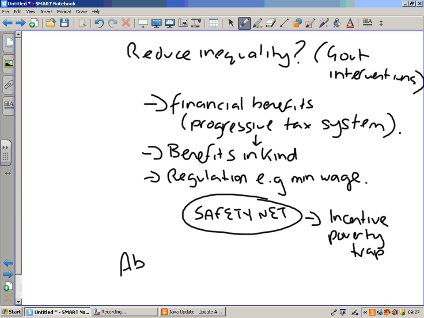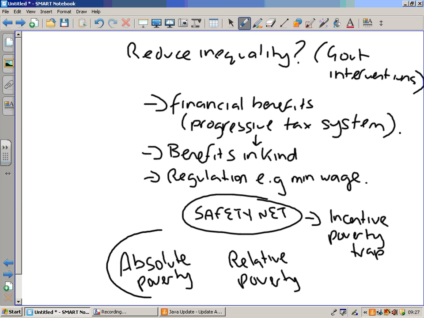The last thing I want to mention on this topic is two different types of poverty. We've got absolute and we've got relative. Absolute poverty is where you cannot afford to meet your most basic needs. In other words, you can't physically survive on what you've got. In this country, the government interventions we've just mentioned should ensure against absolute poverty. So no one really in this country should be in absolute poverty by choice.